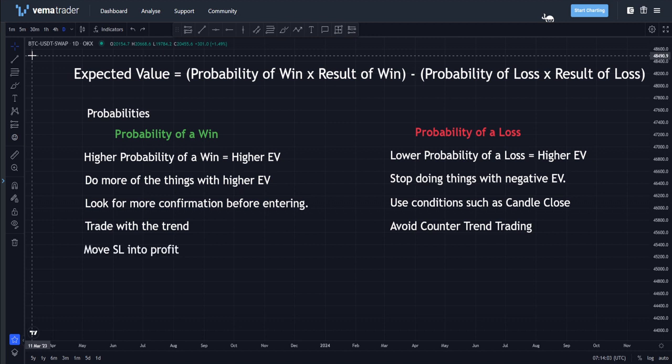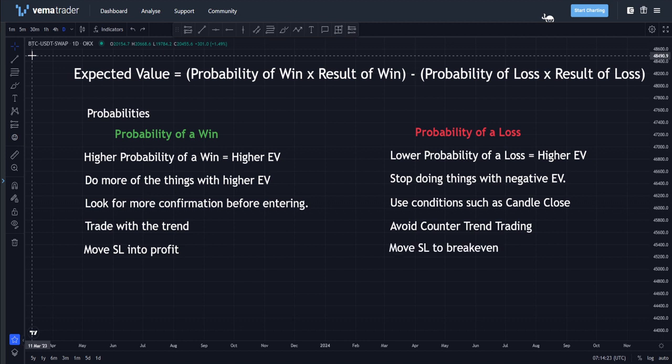Another thing to increase your probability of a win is moving your stop loss into profit, right? If you've moved your stop loss into profit, and we're ignoring fees for this example because it just makes things easier, you know you've won that trade. Regardless of whether price goes onto your take profit or it comes back and hits your stop loss, you know you've won that trade, you're not losing on that trade, so that can increase your win rate.